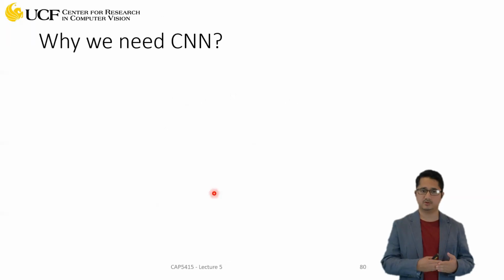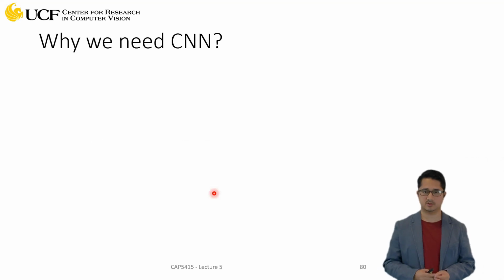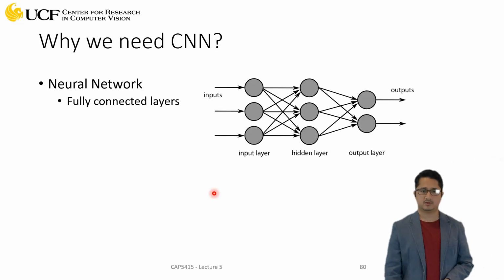Now the question is, if neural networks are that powerful, why exactly do we need convolutional neural networks, which is the next lecture we are going to cover today. Let me give you a brief motivation for why exactly we need convolutional neural networks. Neural networks, as I said, are fully connected layers. You will also see the name MLPs being used for them.